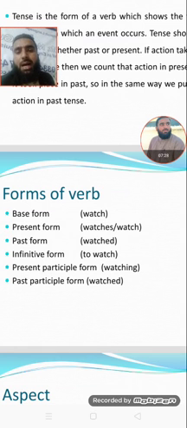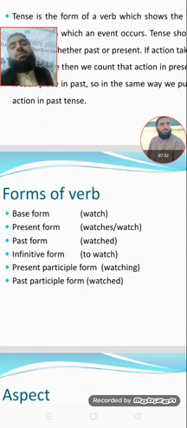In traditional grammar, there were just three forms of verb: present form, past form, and ing form. So these 3 were there, but now in functional grammar 6 forms of verbs are there.